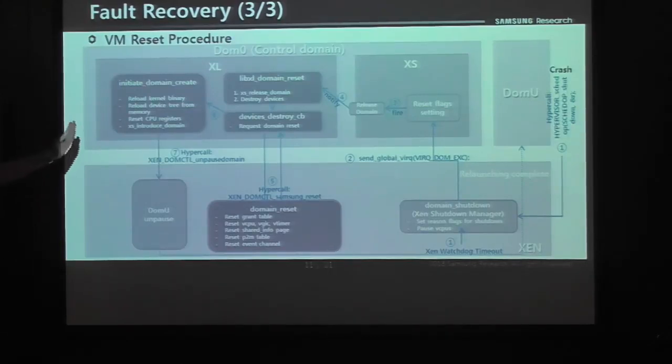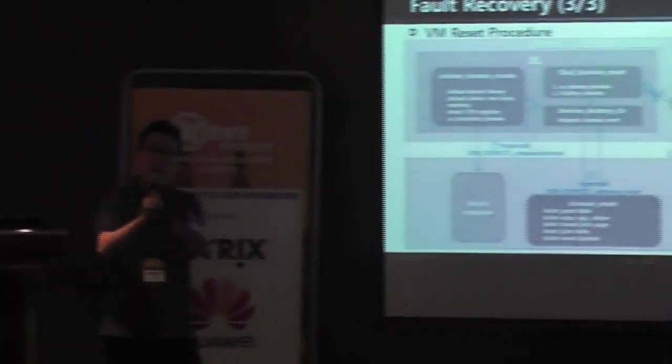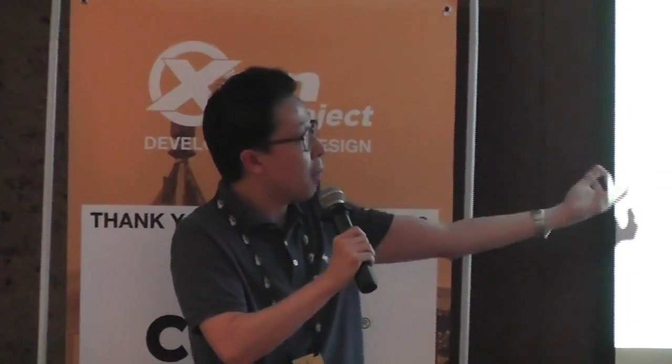Then we go back to the Excel to invoke this function, and inside this function we reload the non-new kernel binary. Then we reload the non-new device tree from memory, because we preserve the non-new device tree in memory for fast recovery. And we set a CPU register, then call the hypercall for unpausing the domain. This is the basic sequence of our fast non-new recovery.